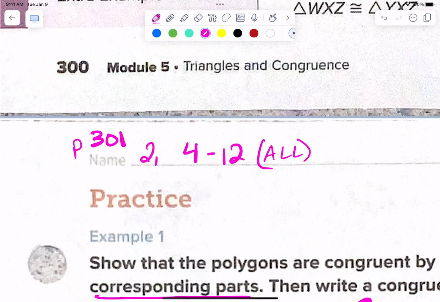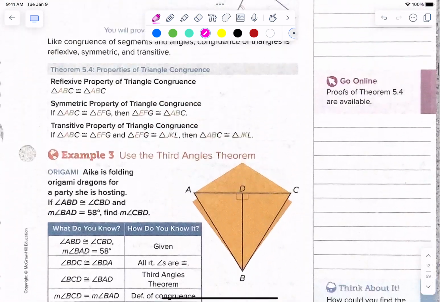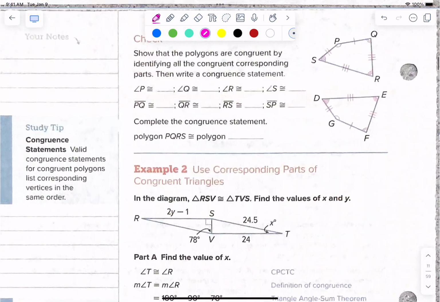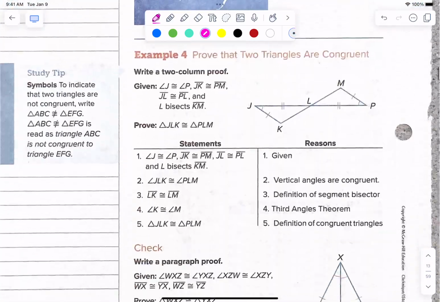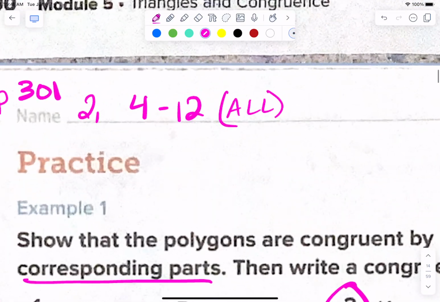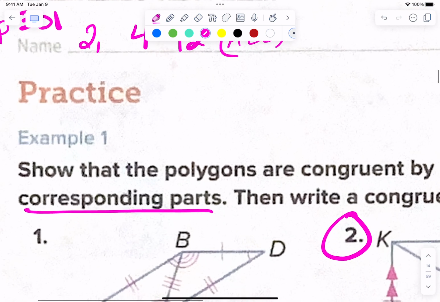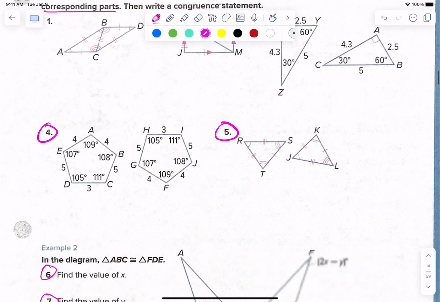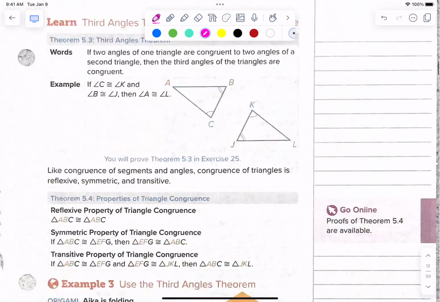Right, hello folks. We are on section 5.2, which is congruent triangles. Homework is page 301, 2 and 4 through 12. That is it. We are going to do number 4 together because it's a little bit longer than the other two. We'll do 4 together at the end, but let's go through the notes first.